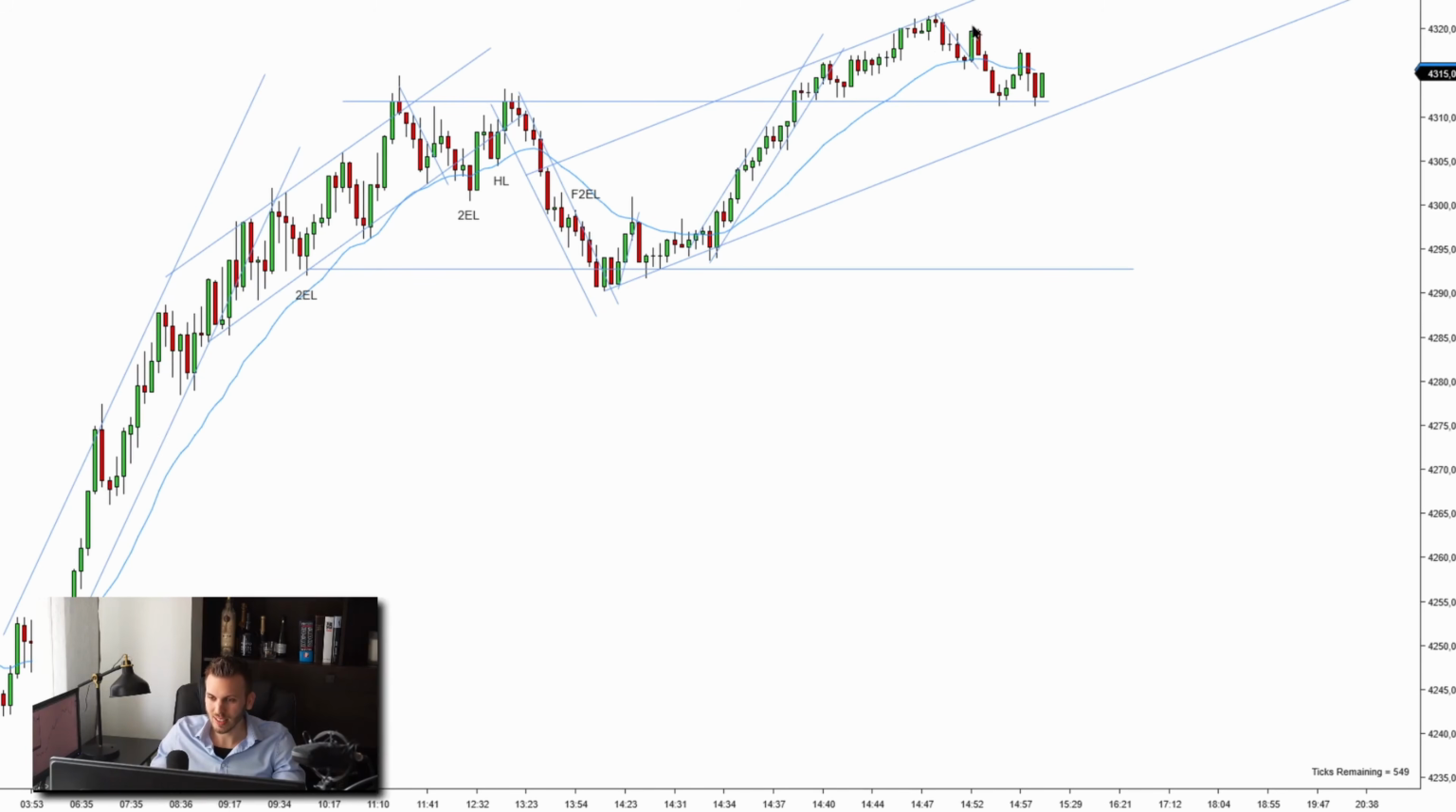I wanted to take the failed second entry long, but it formed right below the EMA and right as a part of this downtrend. Once we have a break and a new low for this downtrend and we have a two-legged pullback down, first leg, pullback, second leg, entering a failed second entry long so close to the resistance is not really what I'm looking for here.